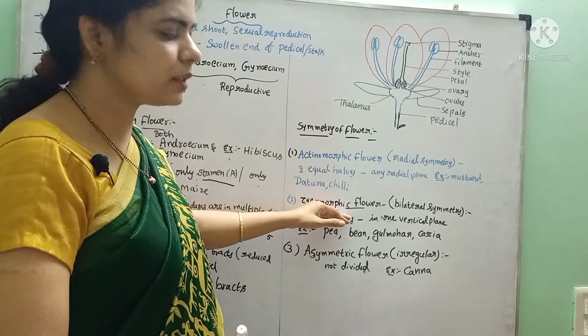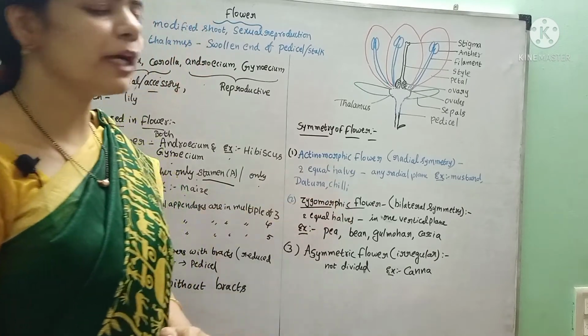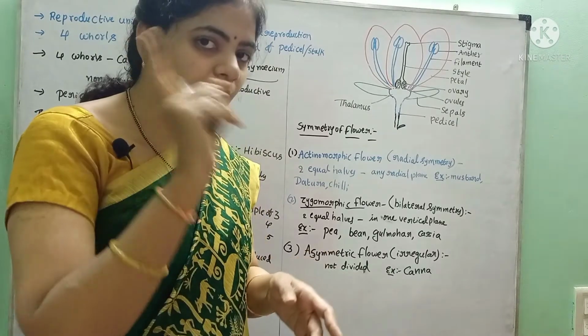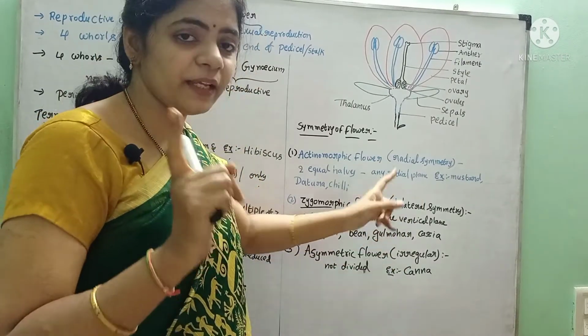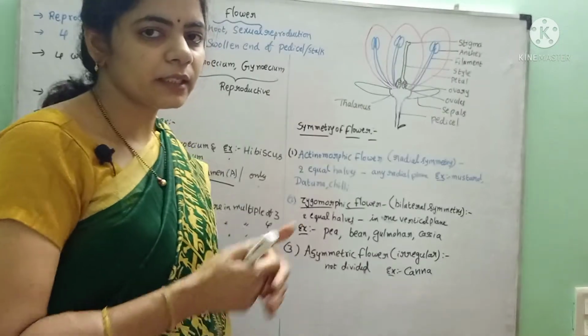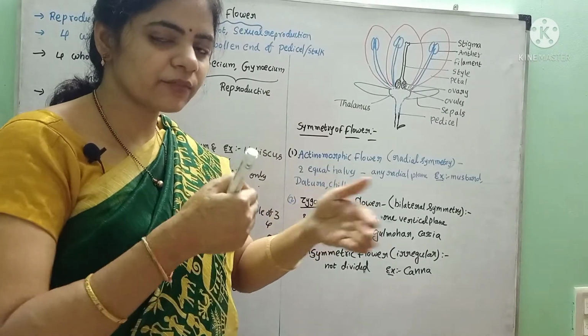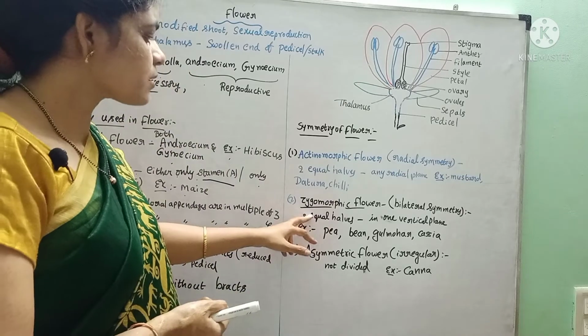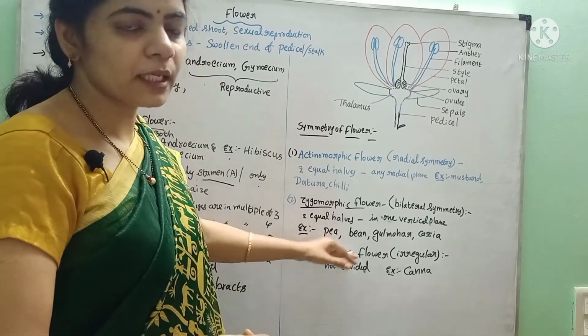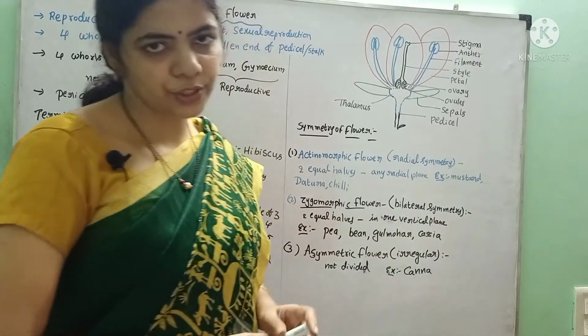And zygomorphic flowers are bilateral symmetry, which means that in only one plane, if we can divide the flower into two equal halves, that is called zygomorphic symmetry or bilateral symmetry. Example: pea, bean, gulmohar and cassia.